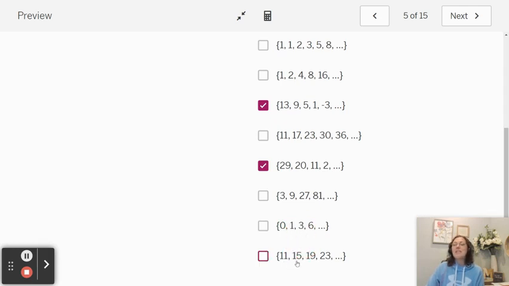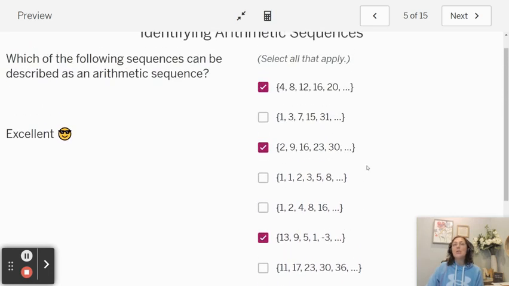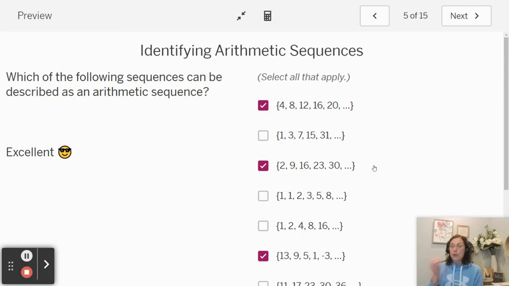And then 11 plus 4 would give me 15. 15 plus 4 would give me 19. 19 plus 4 gives me 23. That's arithmetic. So that's how we can tell if they're arithmetic or not. Are we adding or subtracting the same thing every time?